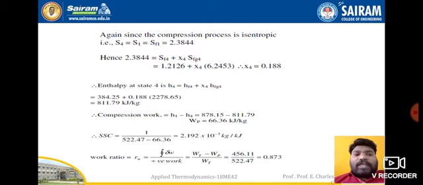With this we can find the compression work. The compression work formula is H1 minus H4. The compression work is nothing but pump work, because in the pump a compression takes place. It is a small amount of compression, not like a compressor. It's not the same, but some sort of compression is done. So WP is equal to 66.36 kilojoules per kg.